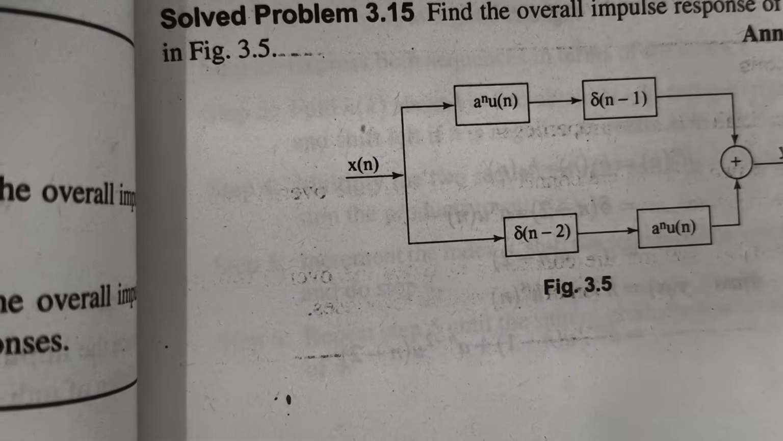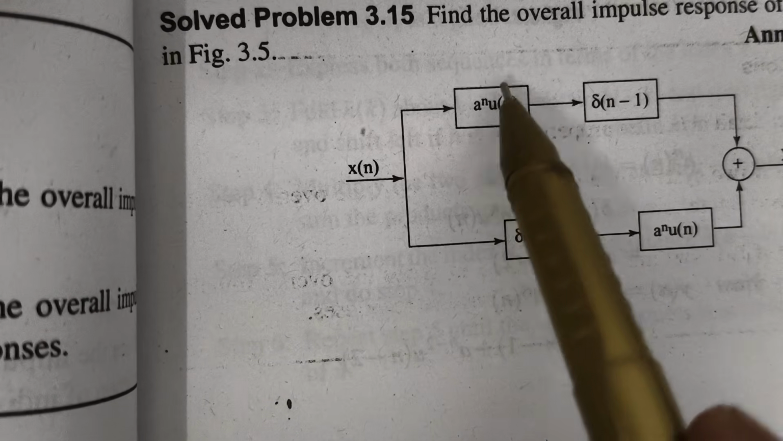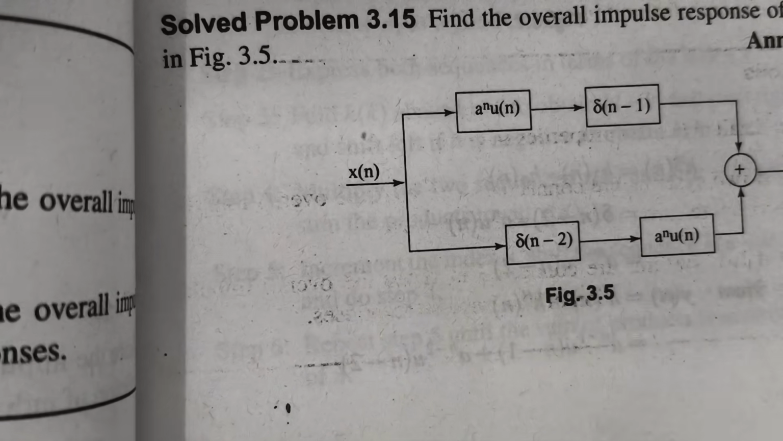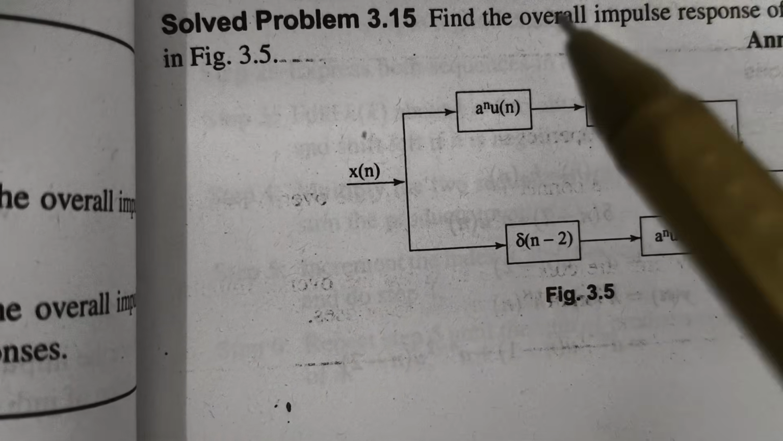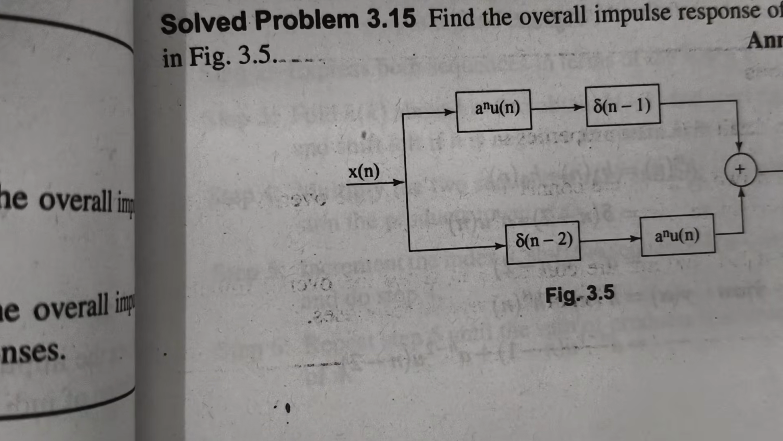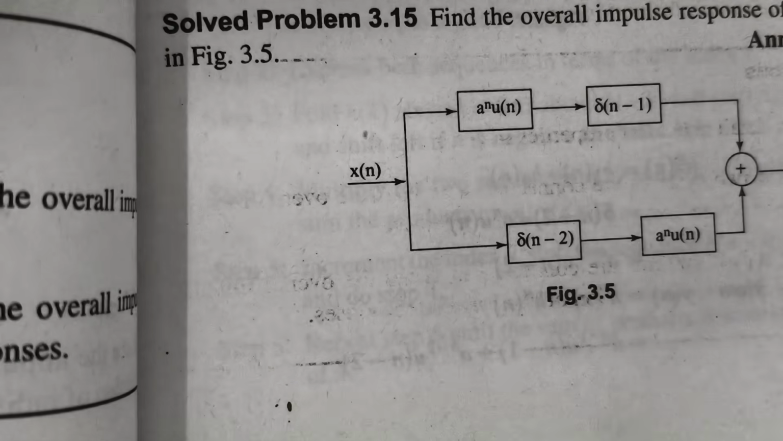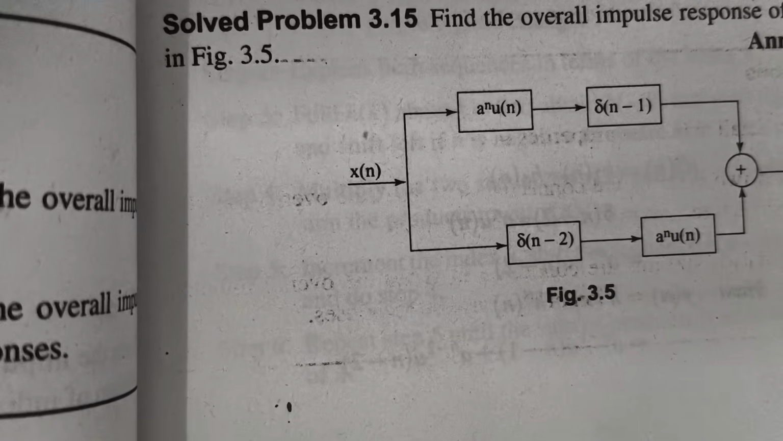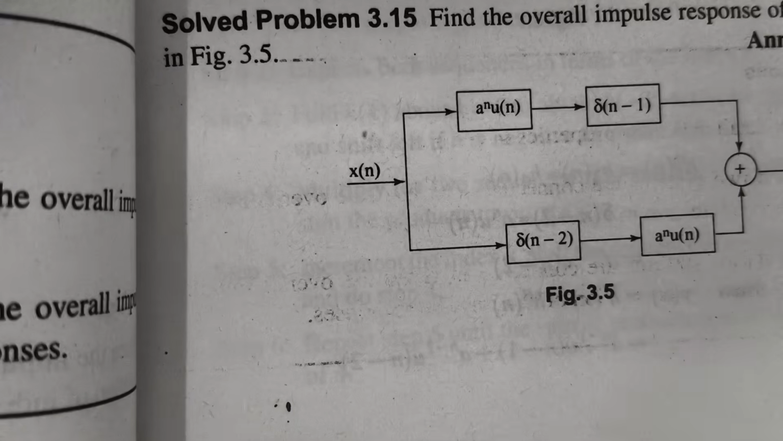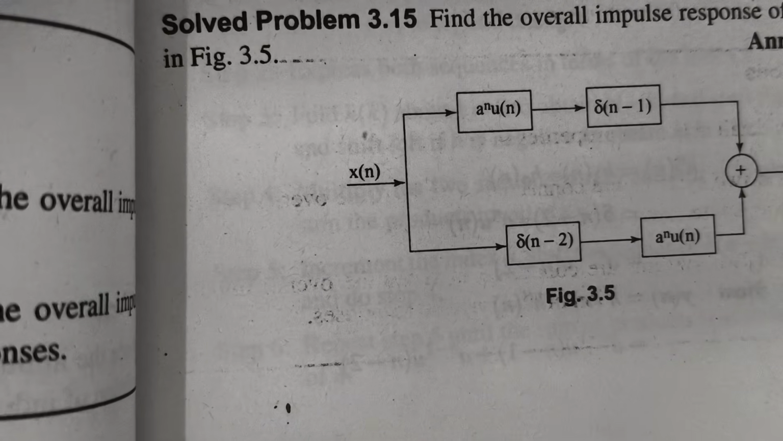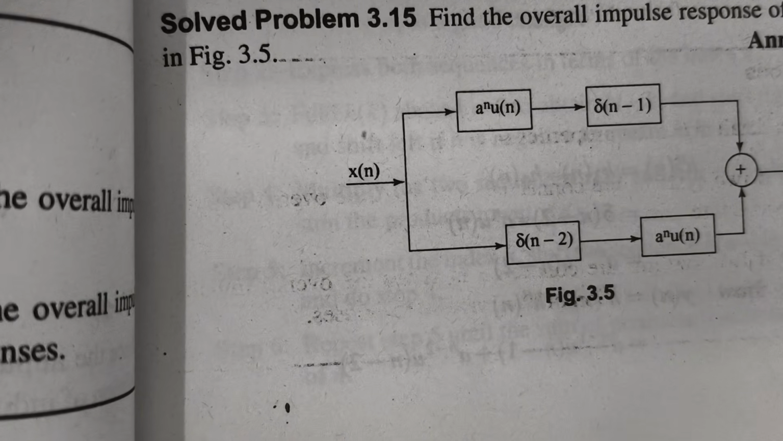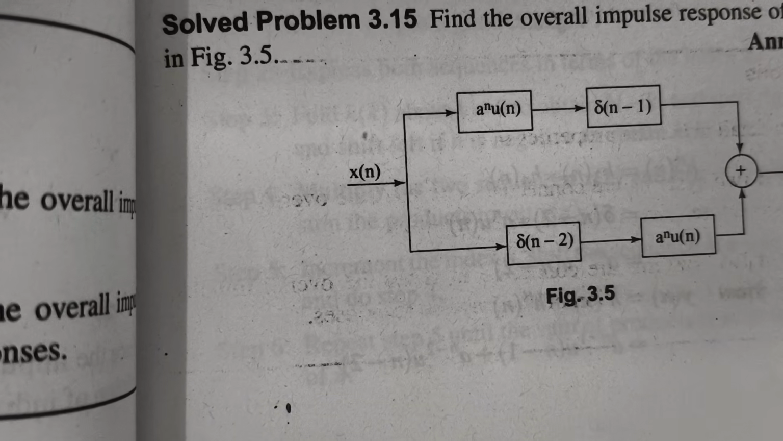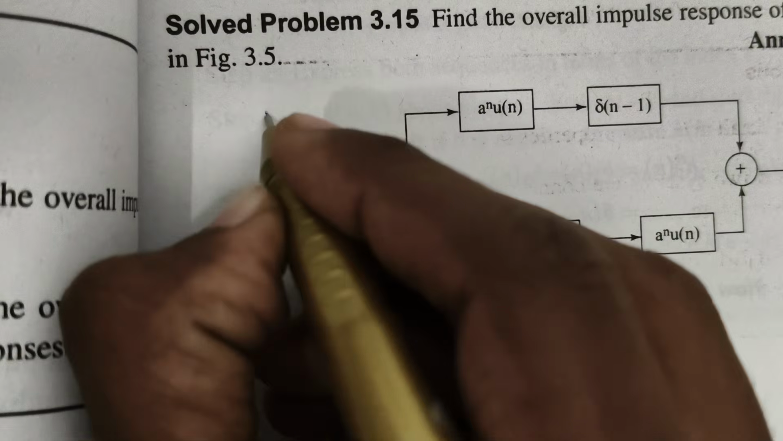Here u of n denotes the unit step signal, and del of n minus 1 denotes the delta signal. We all know that the unit step signal is positive and has an amplitude of 1, starting from the point 0 to infinity. And the delta signal will be only available at the 0th point. So let me draw it here.